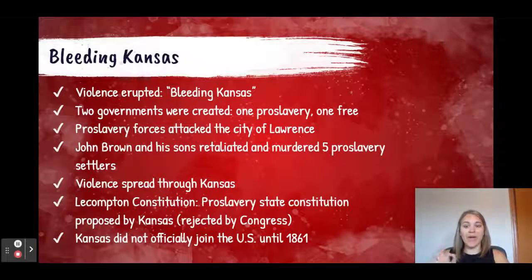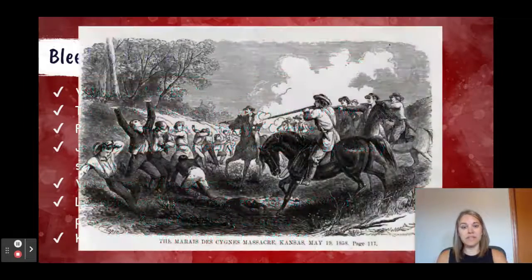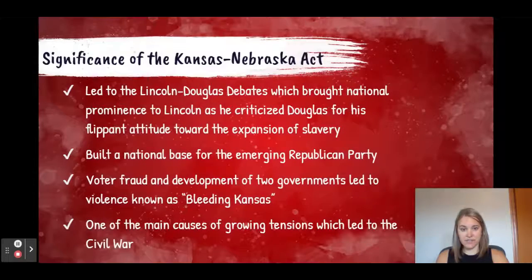This ends up leading to widespread violence known as Bleeding Kansas. We see two governments essentially forming. One was pro-slavery, one was free, and they competed for control, which essentially made it a civil war. We see violence erupting with John Brown and his sons murdering 5 pro-slavery settlers. The violence continues for years, and Kansas will not officially join the United States until 1861. Here is a famous image of the violence taking place in Kansas.